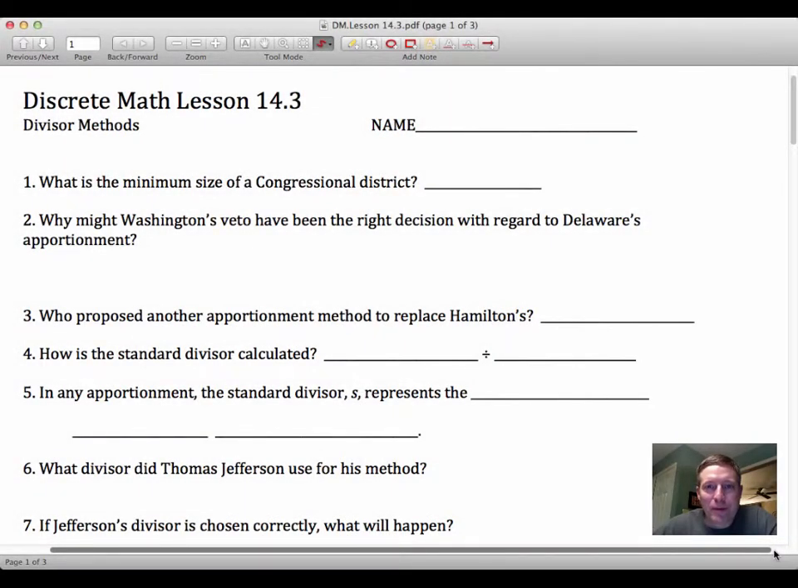This video is going to be over the Finite Math Lesson 14.3, which develops a new method of apportionment that we have not learned yet. We've learned some of the basic principles, and we've learned of the Hamilton method. But now we're going to turn to another idea of how to do apportionment.